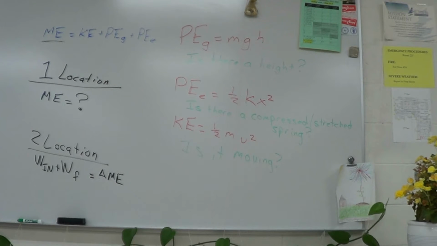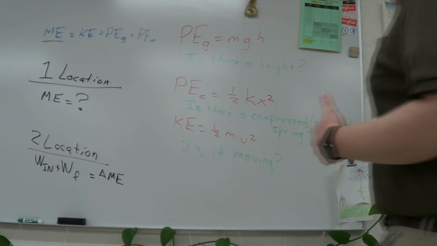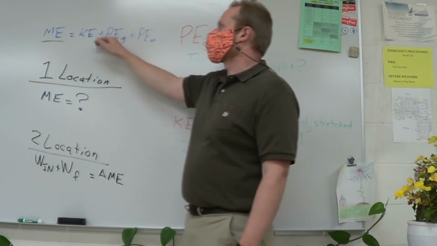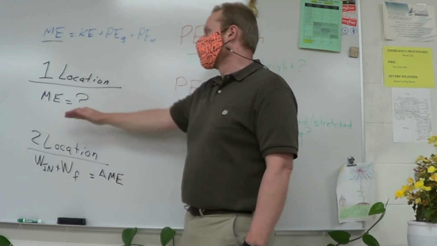So if we're simply going through and saying how much mechanical energy does an object have at a location, I'm asking how much kinetic and potential gravitational and potential elastic, and add those three numbers together to solve for ME.